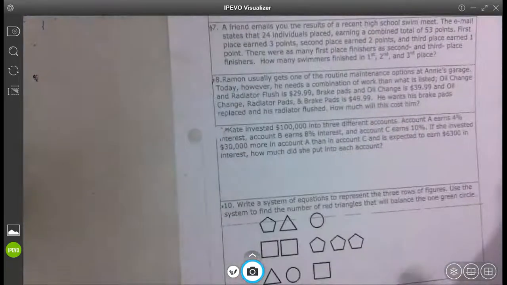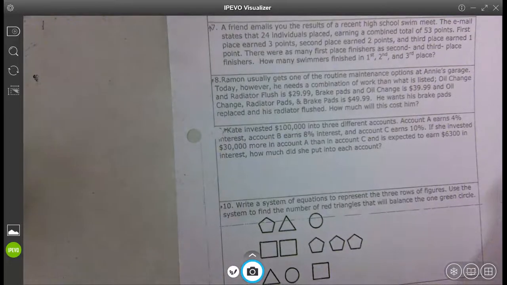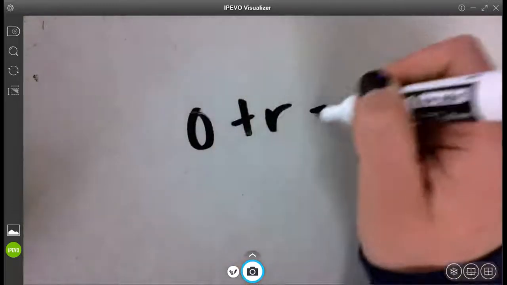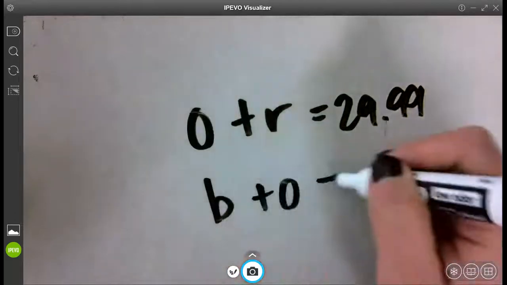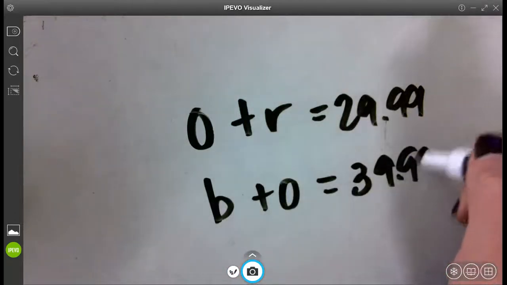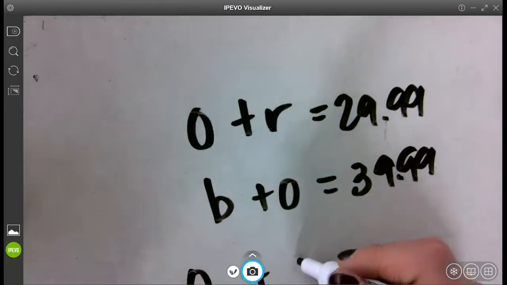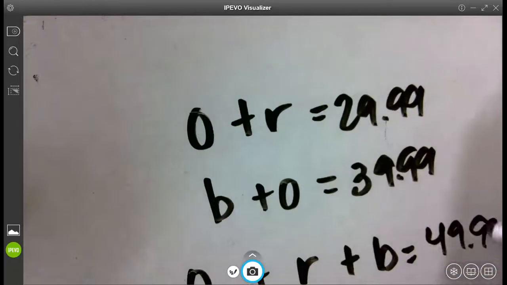Let's skip number 7. Cross that one out. I like number 8. Let's do number 8. Ramon usually gets one of the routine maintenance options done at Annie's garage. Today, however, he needs a combination of work that isn't listed. It says oil change and radiator flush is $29.99. Brake pads and oil change is $39.99. And oil change, radiator flush, and brake pads is $49.99.